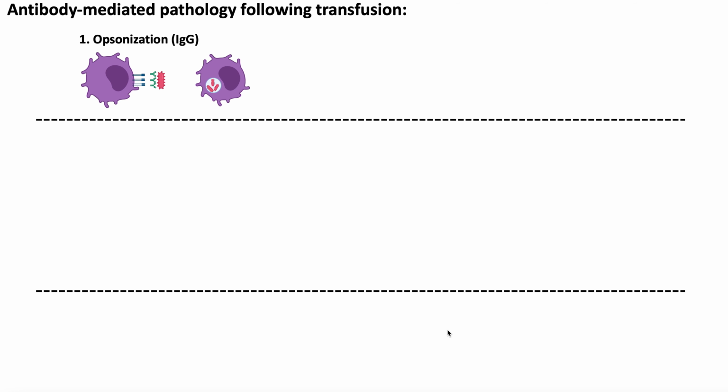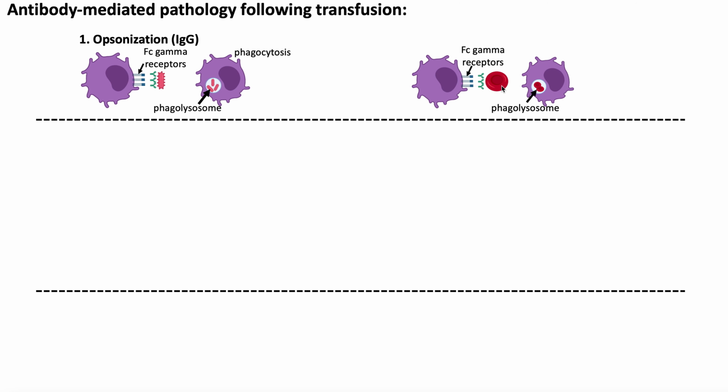This is the idea that antibodies specific for a pathogen can coat that pathogen and can be recognized by phagocytes expressing Fc gamma receptors. These are mediated by IgG antibodies, and these are receptors that are specific for the Fc region of IgG. This induces enhanced phagocytosis of this pathogen, which can then be destroyed in the phagolysosome. But of course, if these antibodies are specific for a red blood cell, you can imagine that you might induce phagocytosis of these red blood cells and destruction.